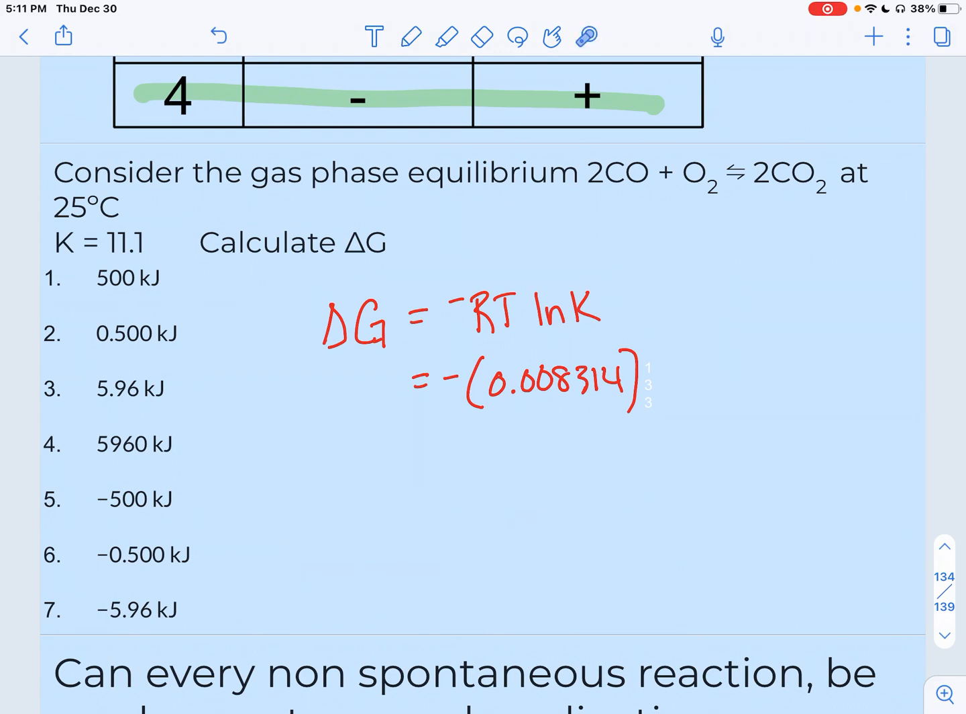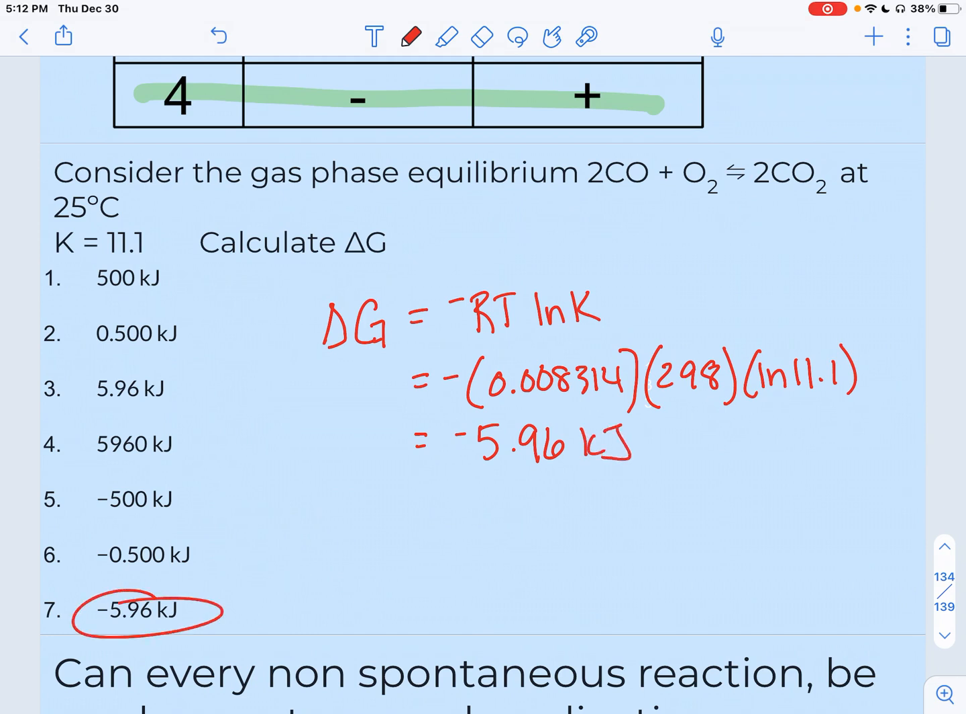I guess if it was open response, you could do it in joules, but here they're all in kilojoules. Then we'll do temperature, but remember that has to be in Kelvin, so 298, and then the natural log of the K. And there's your answer.